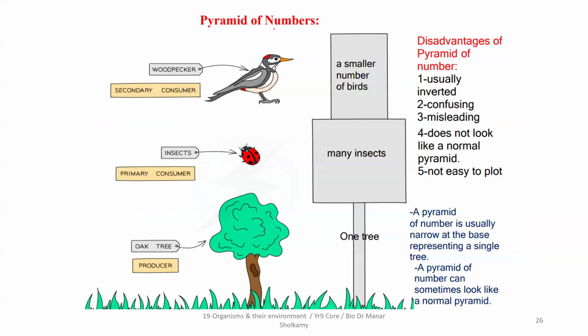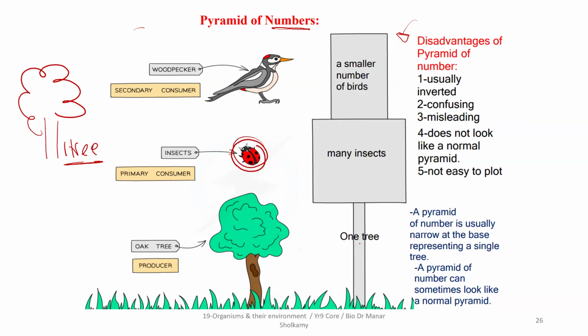We have a pyramid of number. From the name, it's a pyramid that shows you the number of organisms at every level. The pyramid of number is used with a specific example, the example of the tree. We have one tree only, and this tree is feeding thousands of insects, and these insects are feeding hundreds of birds. So if we draw a pyramid of number that reflects the number of organisms at every trophic level, let's do it together.